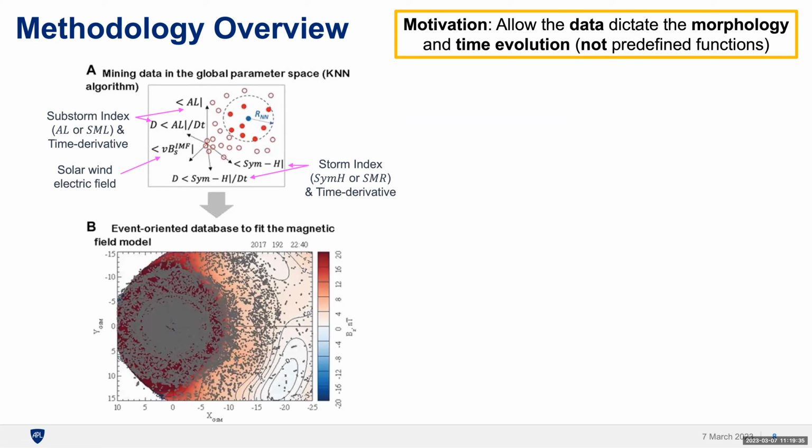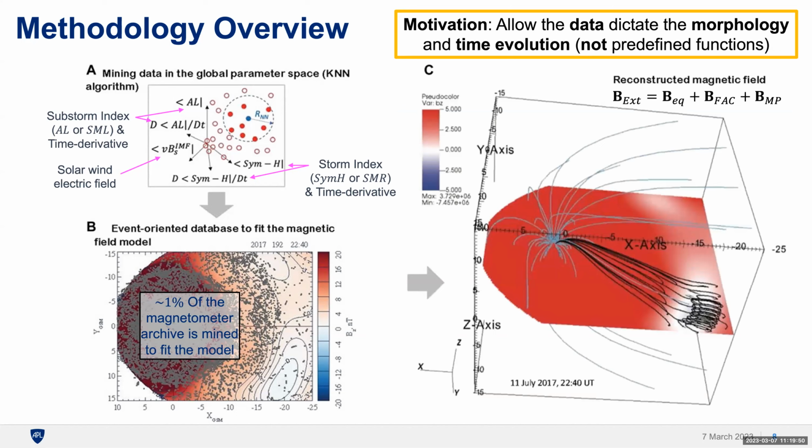The idea is we data mine our entire magnetometer database to get about 1% of the magnetometer data that is most similar to the moment in time we're trying to model. We fit our empirical model, and that gives us the 3D magnetic field throughout the magnetosphere.